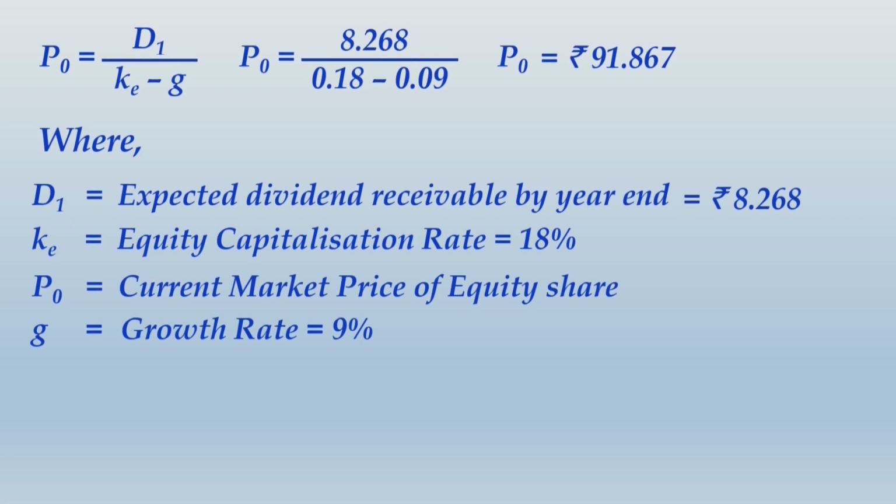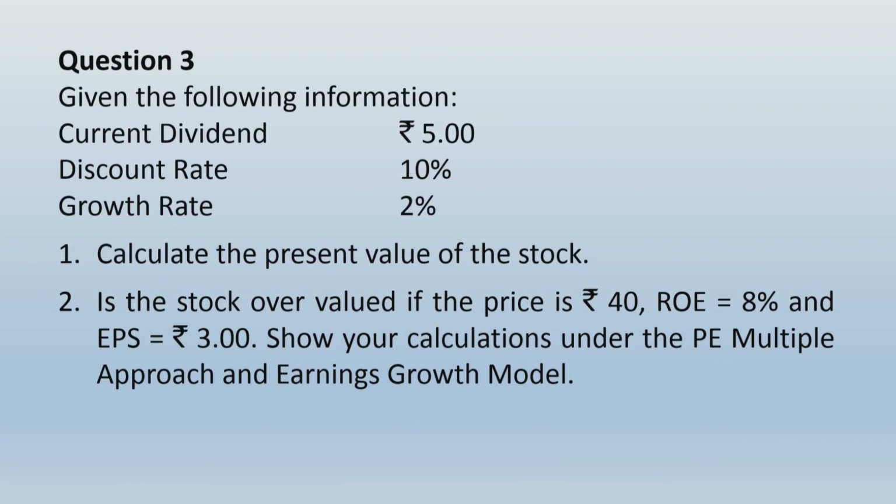Alright friends, you would have finished writing this much. Let us move ahead and start with question number 3. What is given over here? Given the following information, current dividend rupees 5, discount rate is 10%, growth rate is 2%. Calculate the present value of the stock. And the second part of the question says, is the stock overvalued if the price is rupees 40? Where ROE, that is return on equity, is given as 8% and EPS is rupees 3. Show your calculation as per PE multiple approach and earnings growth model.